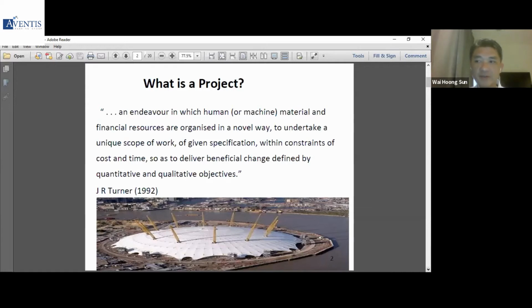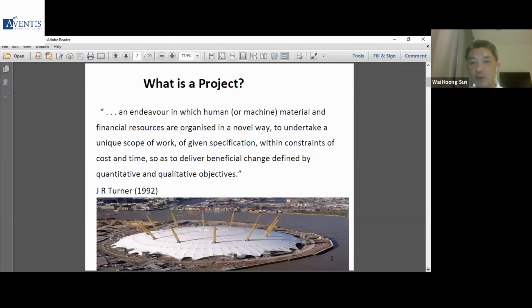If a project is not different, then you don't need a project. You can just use back the template from previous projects and just implement it. So every project is different, and that's why you need to organize it, to come up with something new, to do it. If it's something that's the same as previous, you don't have to do it. You just take a template and implement it. So it's novel, it's new in some way, right? It may not be completely new, but it's new in some way.